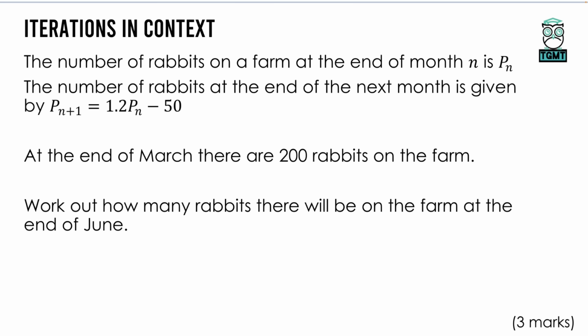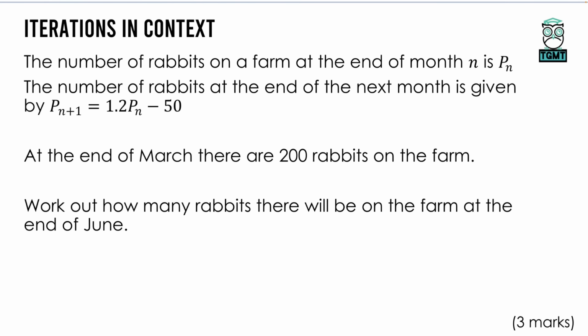Now this next question is looking at some iterations, but this one is in context. So rather than just having an algebraic iteration, we have a real life scenario. It says the number of rabbits on a farm at the end of the month n is p with a little n. The number of rabbits at the end of the next month is given by, and then we have our iteration formula. So p with the n plus 1 means the next iteration, or the next number in that sequence, is equal to 1.2 times the current number in the sequence, or the current number of rabbits, as n is equal to the number of rabbits, take away 50.